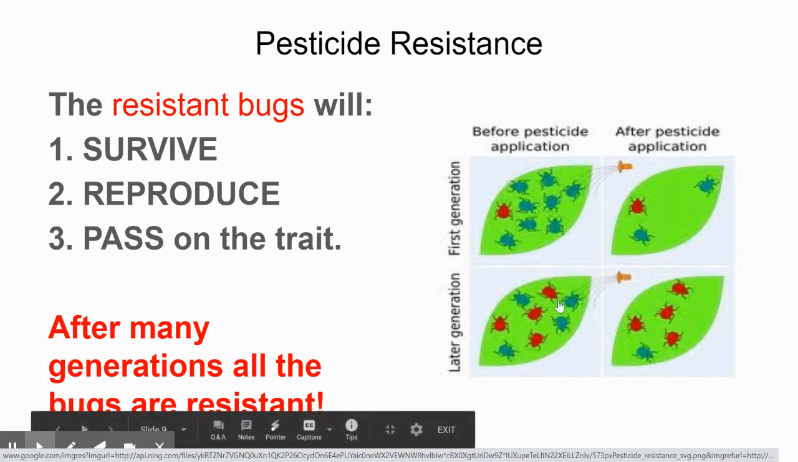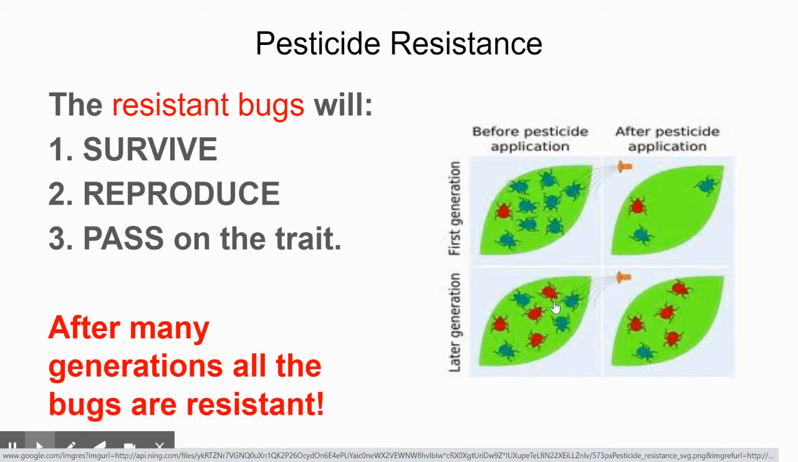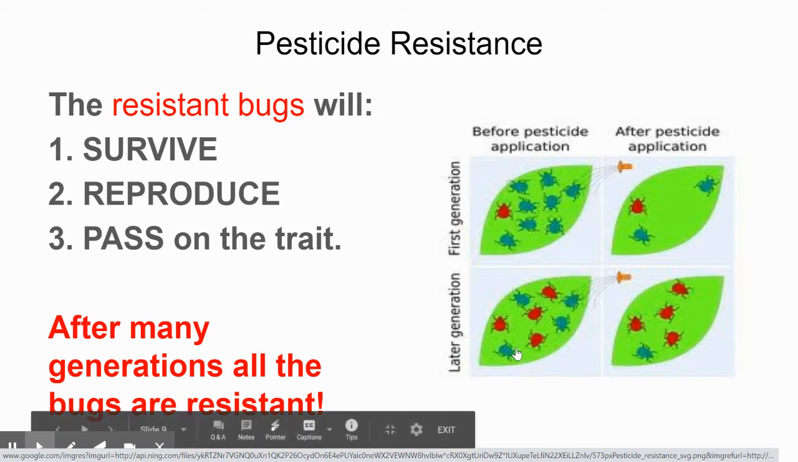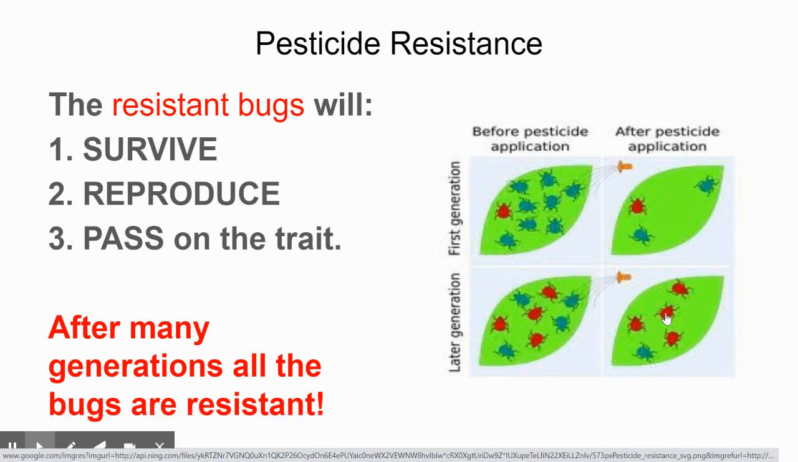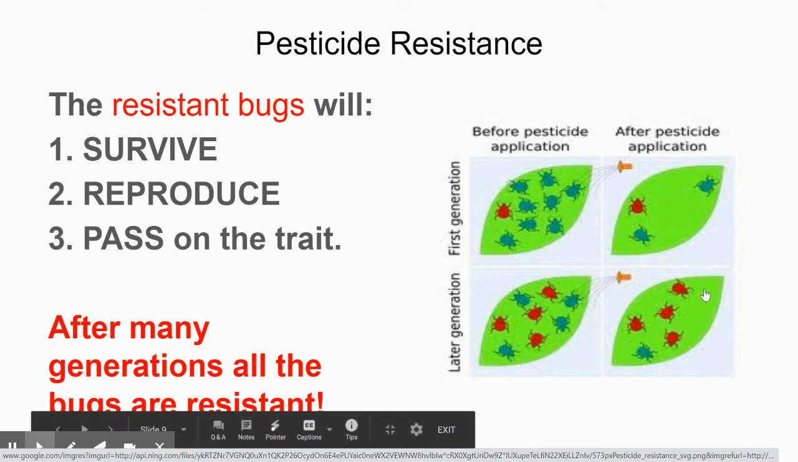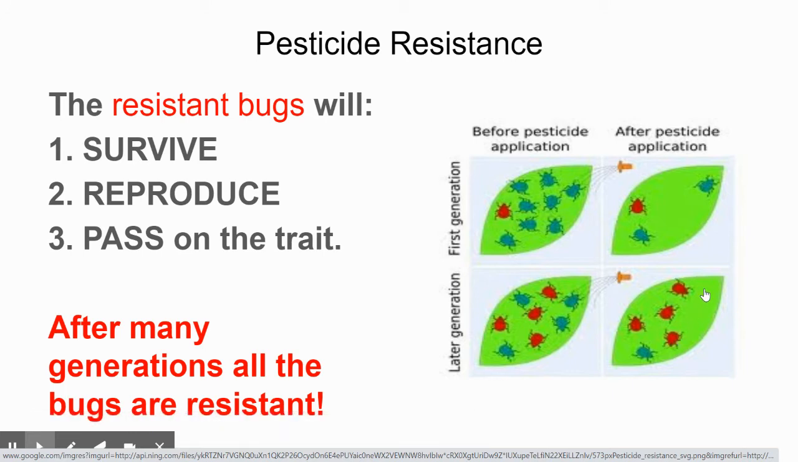We spray pesticide again, and once again, it's going to kill most of our normal bugs, and the ones that are resistant are the ones that are going to survive. We keep doing this over many generations, and then we get to a point where all of our insects are now resistant to the pesticide. So all of our red ones here are going to be our survivors that continue to reproduce and pass on that mutation to their offspring so that their offspring are resistant.